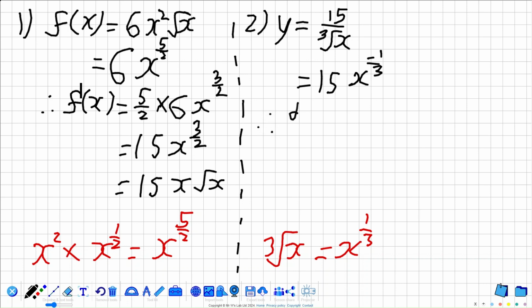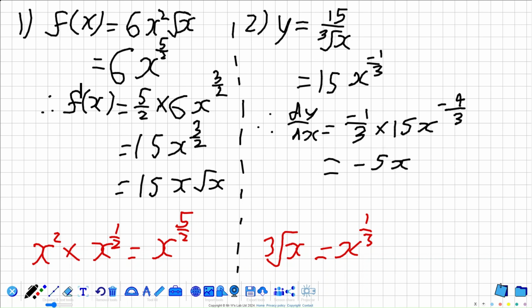So therefore dy over dx equals negative 1 over 3 times by 15 and x to the negative 4 over 3 because we've minus 1, which equals just negative 5x to the power of negative 4 over 3, which we can also show as equaling negative 5 over x to the power of 4 over 3, like that. It's a little bit of a scribble, but you get the idea.